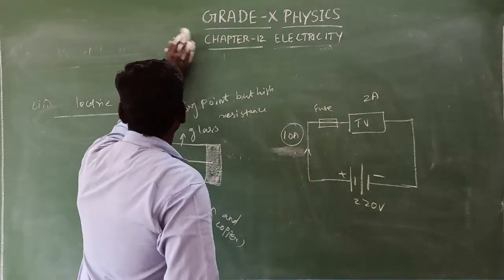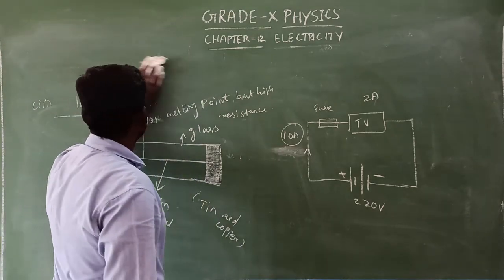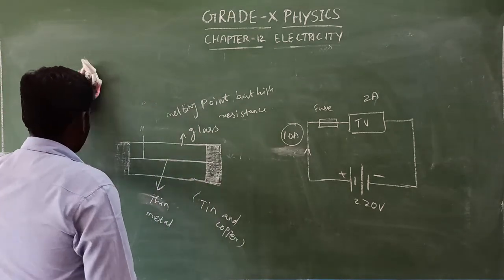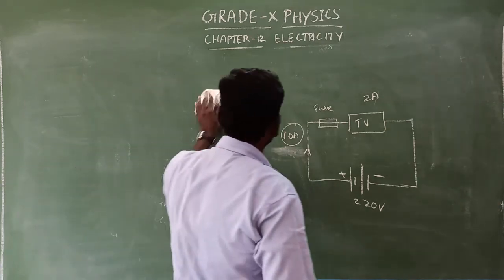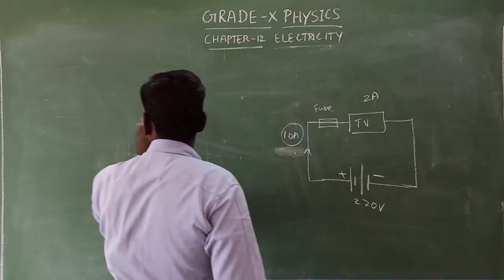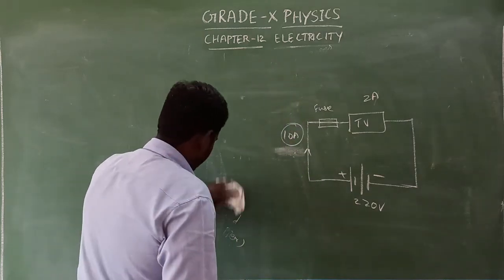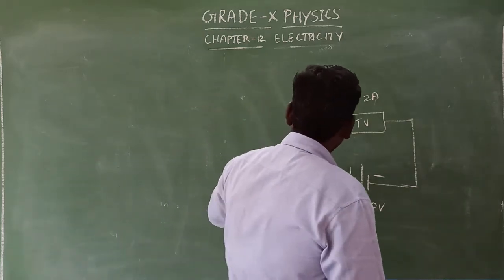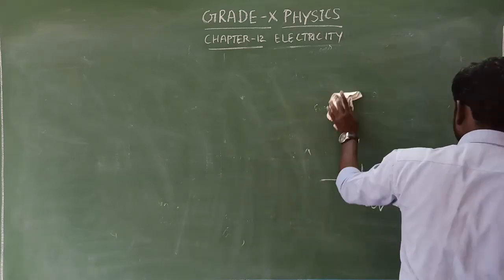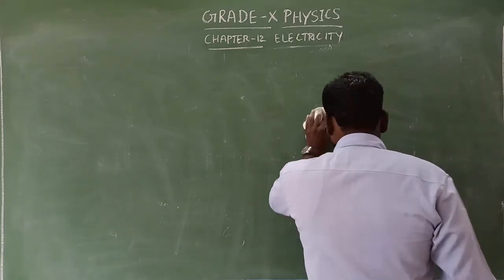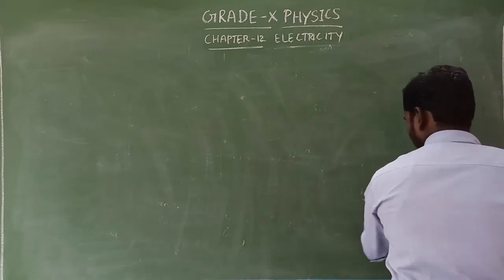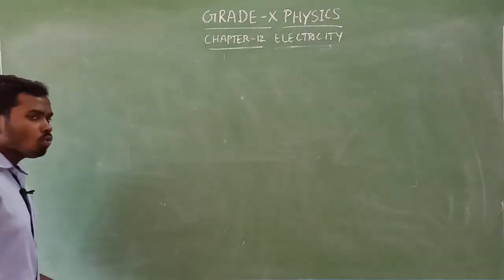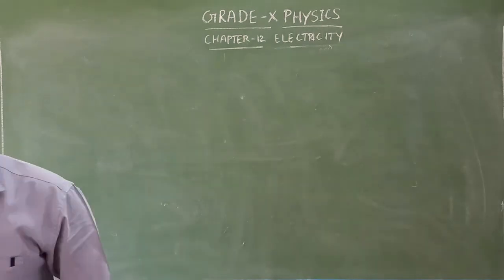How many applications have we seen? 3 applications. Am I right? First one, the heating effect of electric current is utilized in the electric heating appliances such as electric iron, toaster, microwave oven. Then after that, room heater, water heater, so many things. Isn't it? Yes. So now we are going to see some numericals.